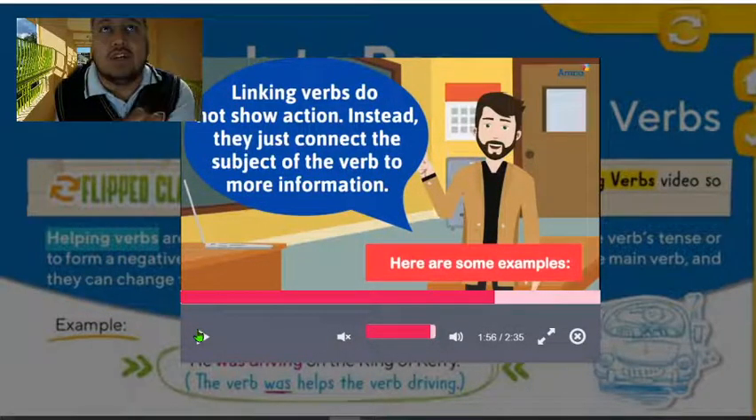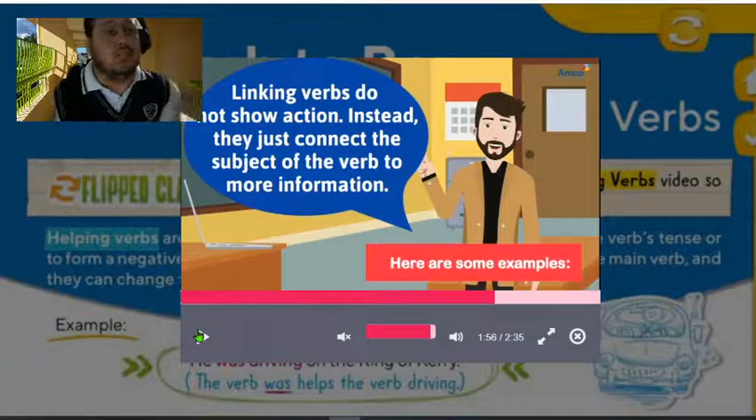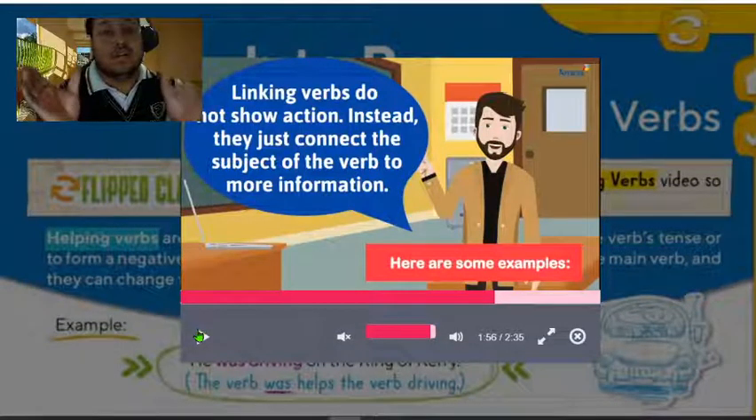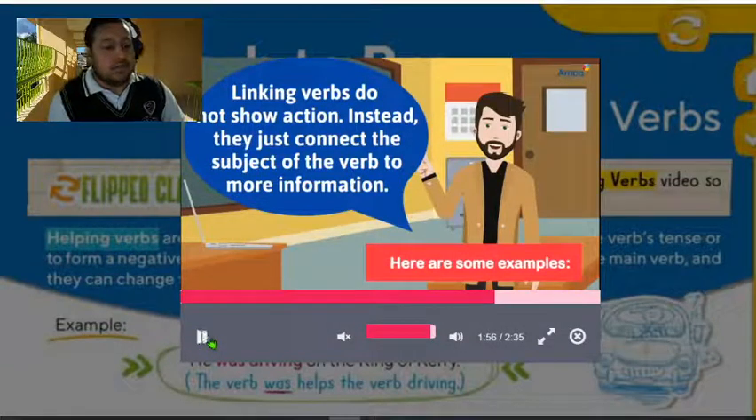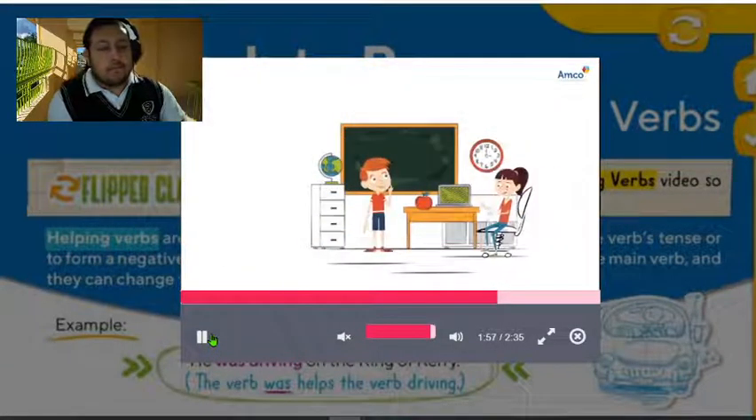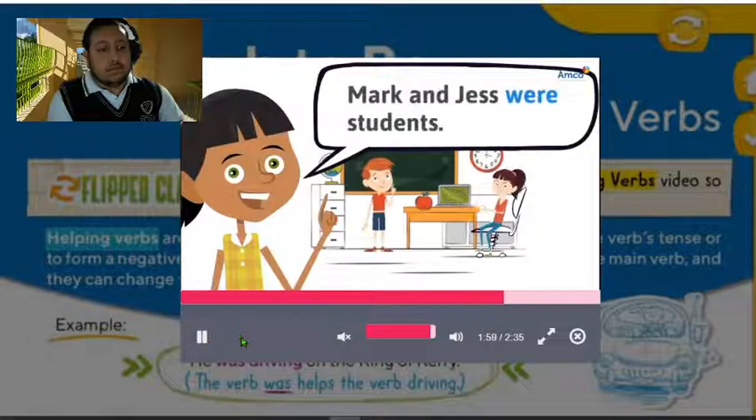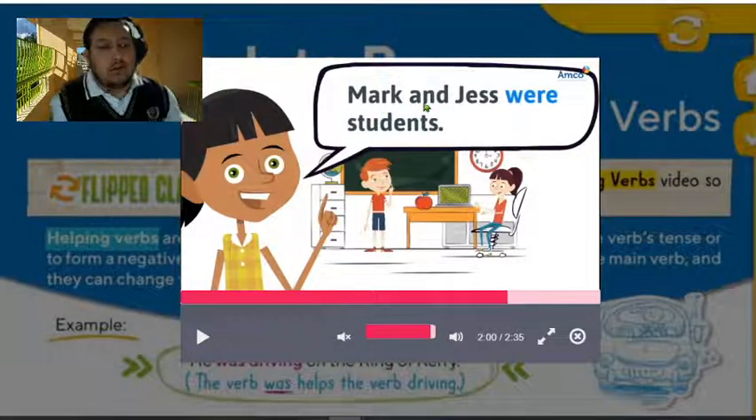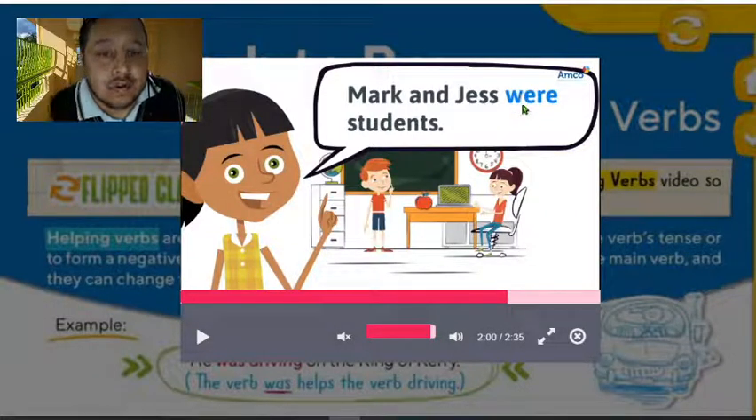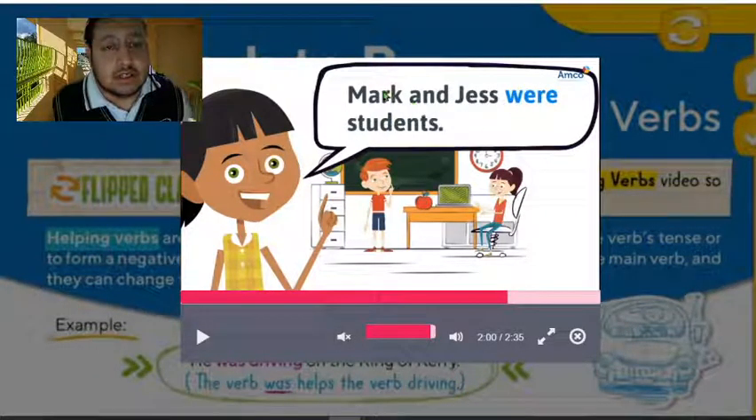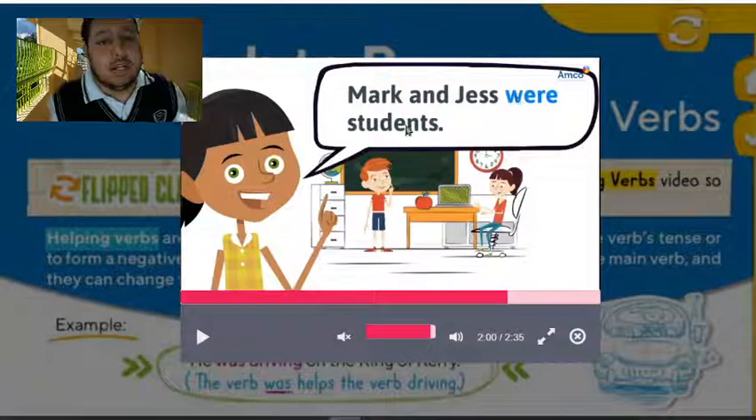Right? Entonces, she was. Este was me estoy uniendo con she, el she con in the school. She was in the school. Right? We're going to see some examples. Listen to them. Mark and Jess were students. Look here. Mark and Jess, the subjects. Linking verb were students. So this one is linking this.